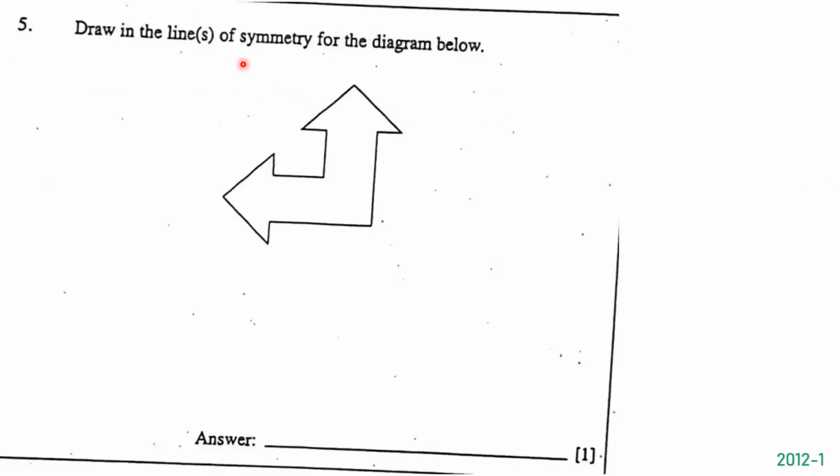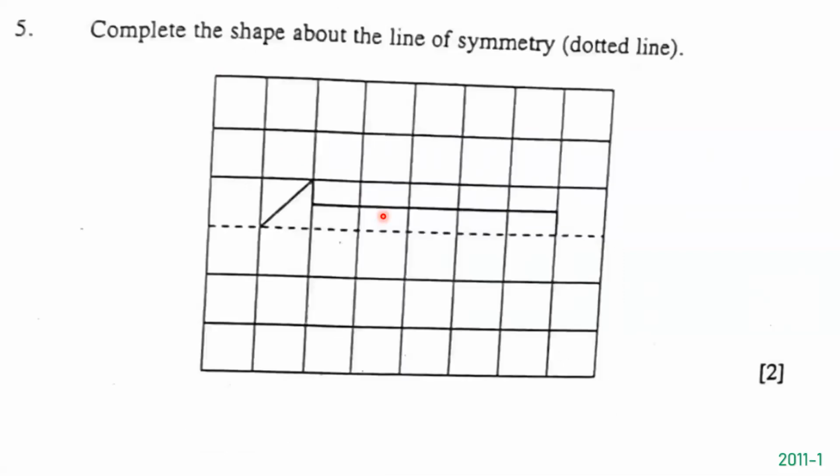It says draw the lines of symmetry for the diagram. And so the line of symmetry right here is going to be right here. Okay. And so yeah, there's only one. So it says draw the lines of symmetry for the diagram below. We just drew one line. All right, let's move on to the next question.